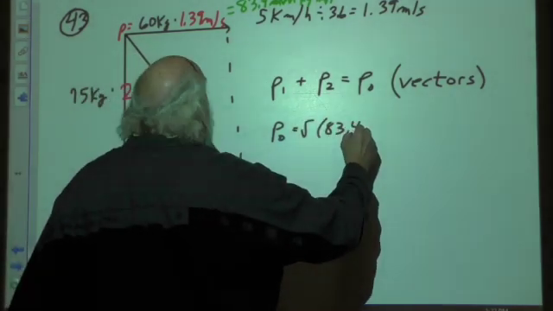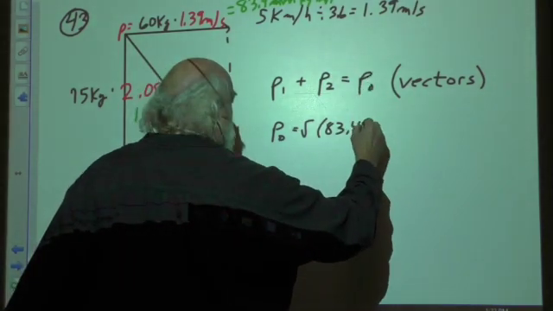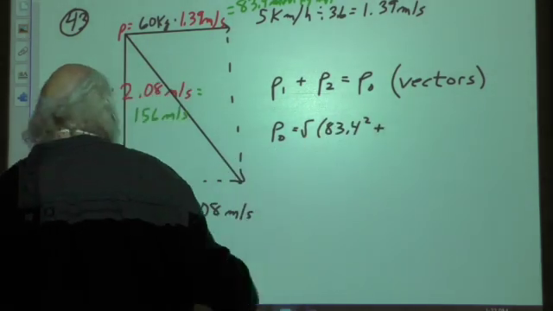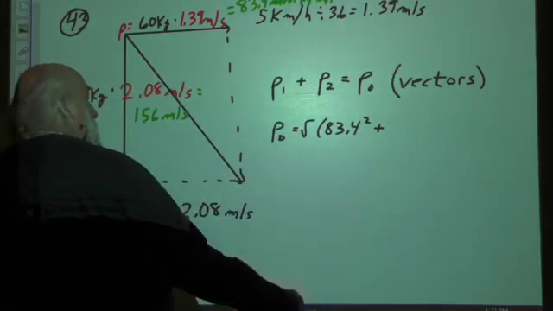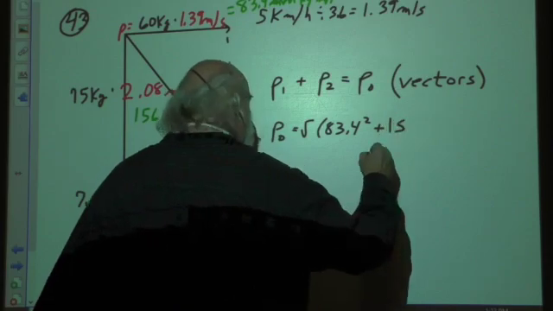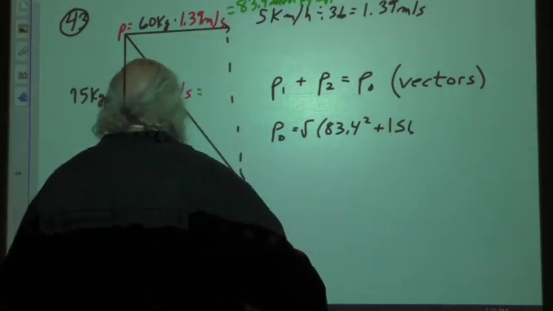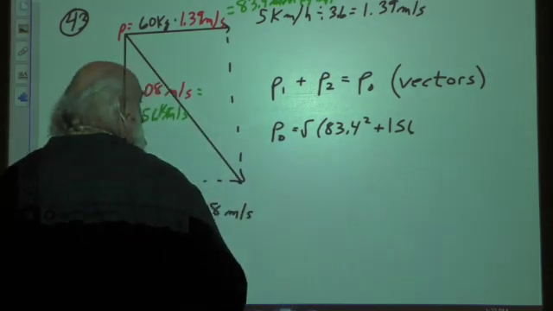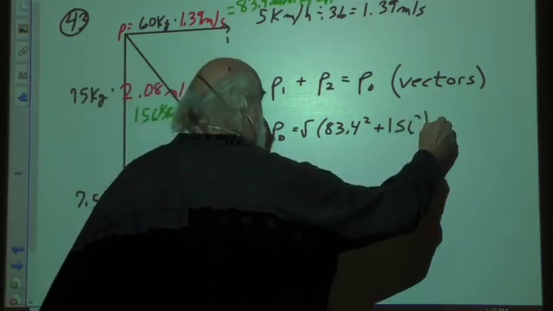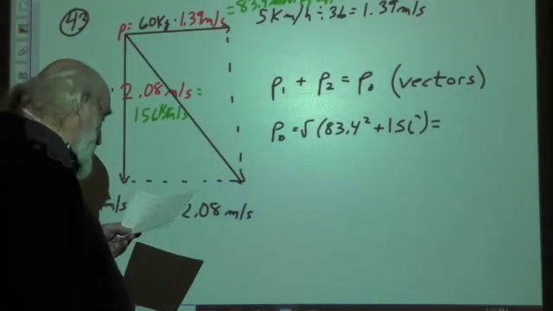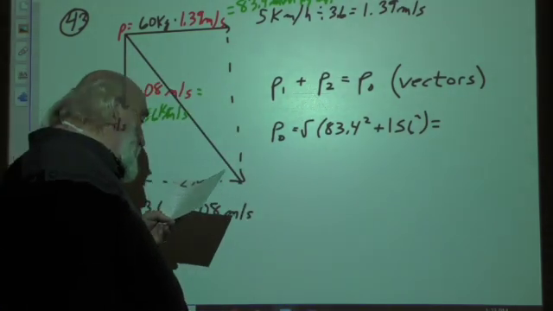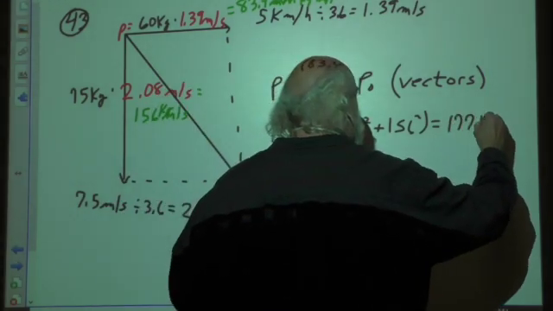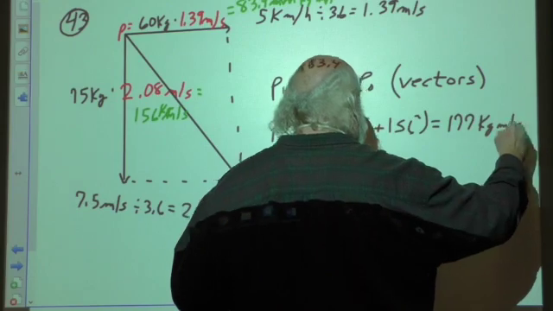83.4 squared, plus 156 kilograms meters per second, that's going to be squared. Take the square root of the sum of those two, and I get 177 kilogram meters per second.